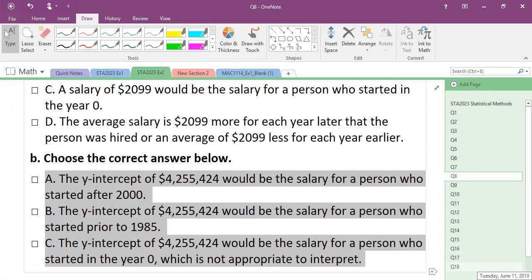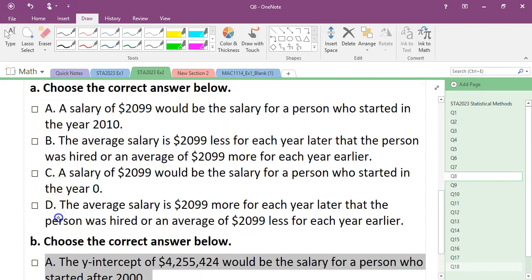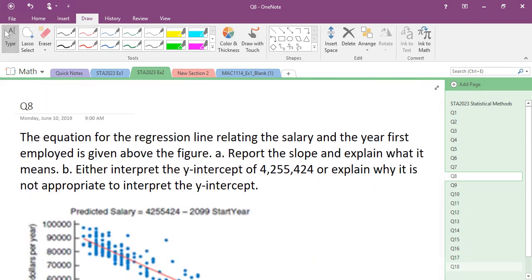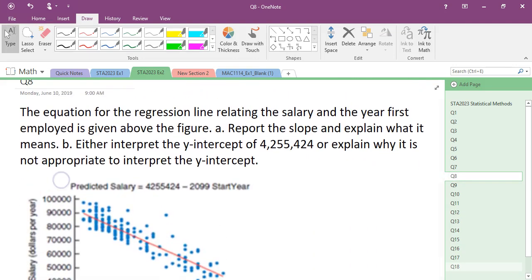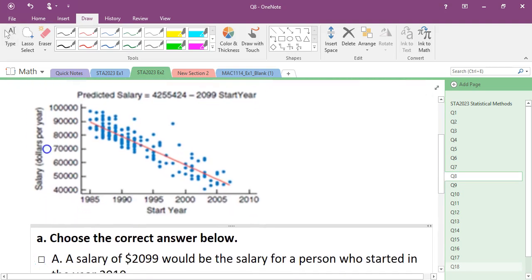All right, so jumping into this bad boy. Number 8. Graph's a little gritty, but that's okay. So the equation for the linear regression line relating the salary and the first year employed is given by the figure. Okay. Report the slope and explain what it means. Either interpret the y-intercept of 4,255,424 or explain why it is not appropriate to interpret it.